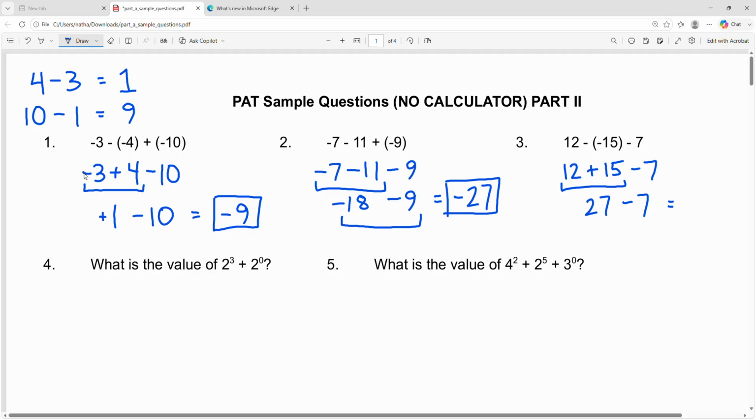27 minus 7, that's a pretty easy one. And we get positive 20. And there's our answer to number 3. Okay, we're cooking. Let's keep moving.